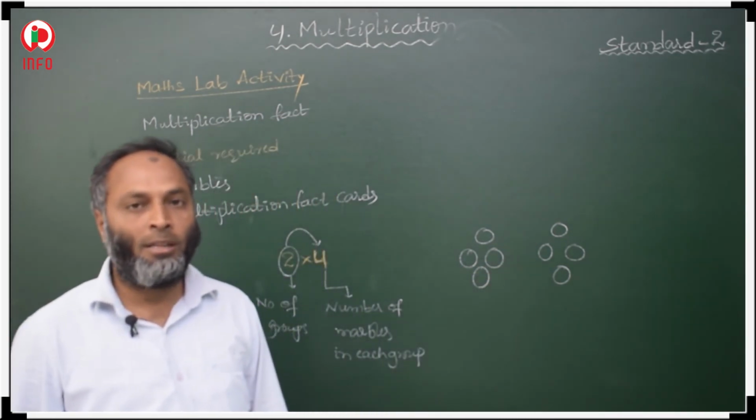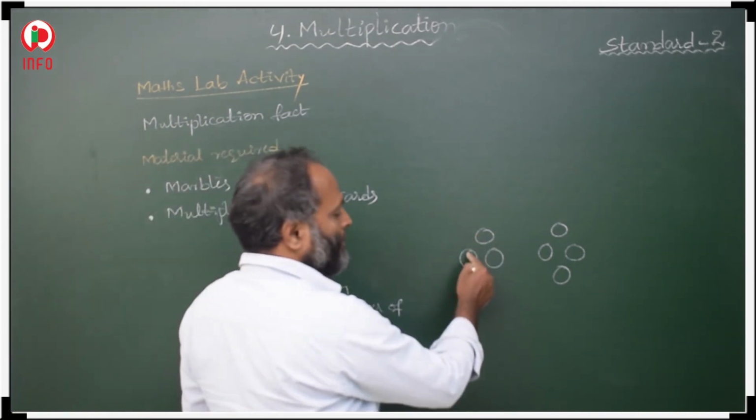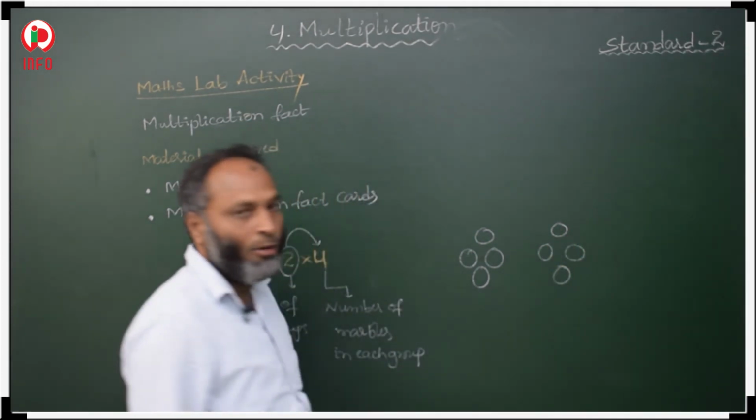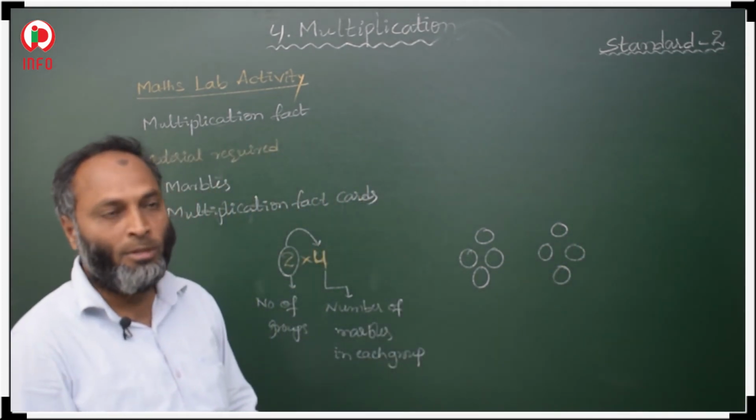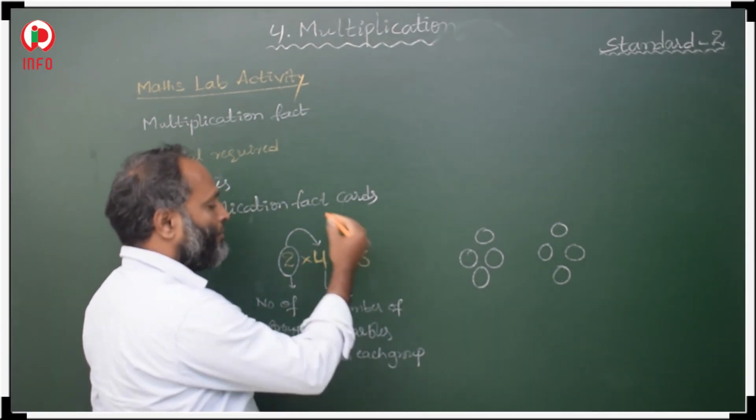Then after that they should count how many marbles there are in total. 1, 2, 3, 4, 5, 6, 7, 8. Total how many marbles are there? 8 marbles. The first group should write the answer on the board: 2 4s are 8.